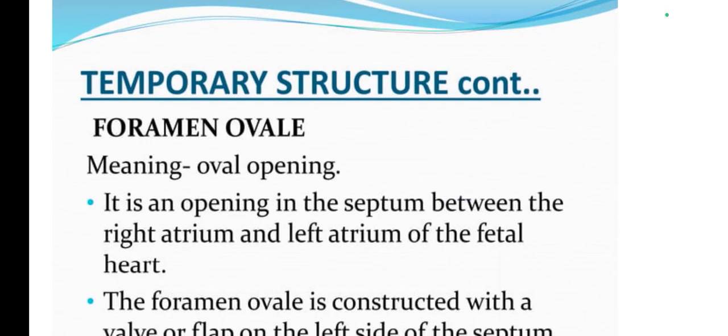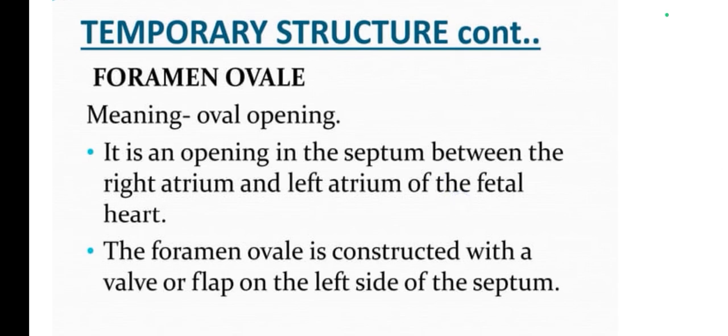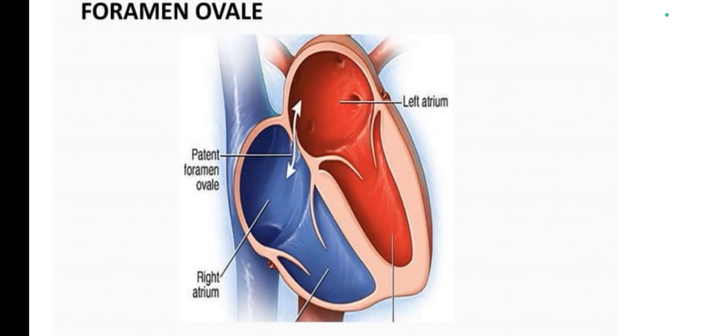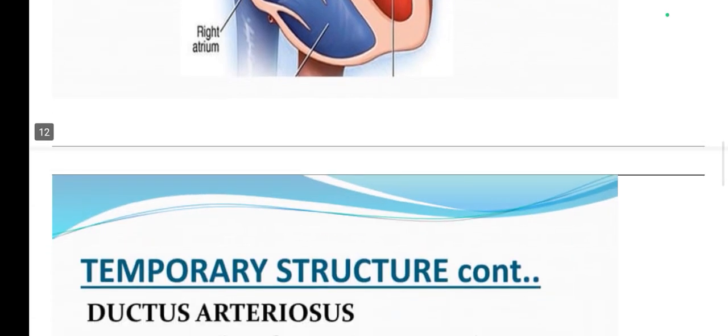Temporary structure: foramen ovale, meaning oval opening. It is the opening in the septum between the right atrium and the left atrium of the fetal heart. The foramen ovale is constructed with a valve or flap on the left side of the septum. Here you can see a patent foramen ovale, where between the right atrium and the left atrium there will be mixing of oxygenated and deoxygenated blood.